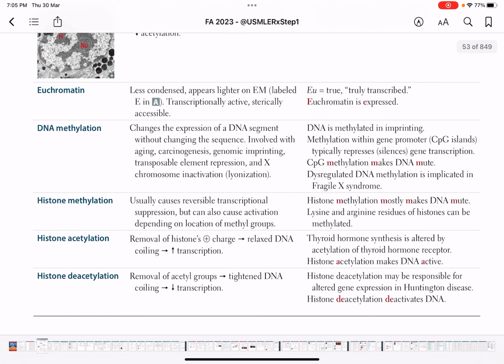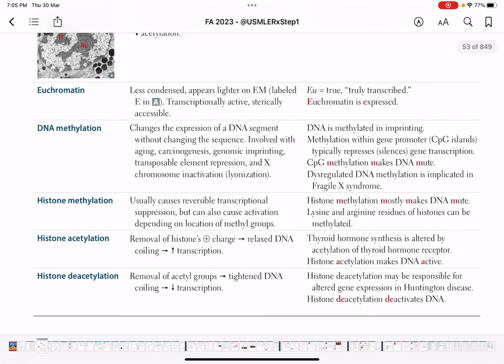So DNA is methylated in imprinting, and methylation within the gene promoter, that is CpG islands, typically represses or silences the gene transcription. CpG methylation makes DNA mute, and dysregulated DNA methylation is implicated in Fragile X syndrome. DNA methylation usually causes reversible transcriptional suppression, but can also cause activation depending on the location of the methyl groups. Histone methylation mostly makes DNA mute, and lysine and arginine residues of histones can be methylated.